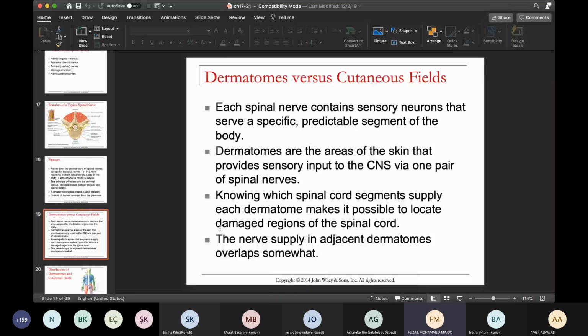On the other hand, cutaneous fields are regions of the skin that are supplied by a specific nerve coming from a plexus. For example, the median nerve from the brachial plexus has a distinct cutaneous field. Now, this cutaneous field overlaps with a handful of dermatomes because the median nerve contains neurons from multiple spinal nerve levels.